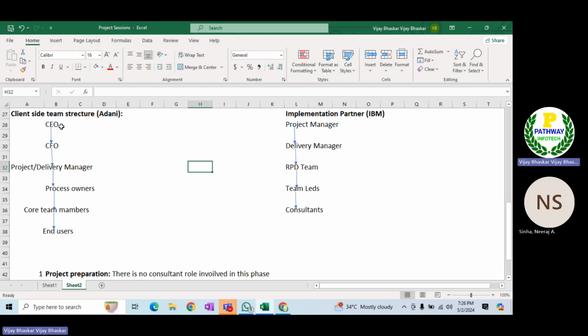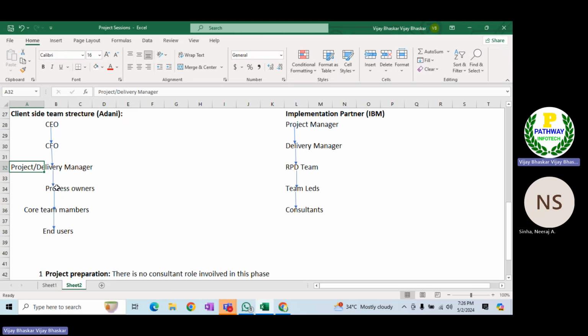CEO, chief executive officer, CFO, chief financial officer here. Then the project or delivery manager. From here, we will be contacting this person more and more in case of any queries. But as a consultant, we will not contact directly; at least team lead level or manager level will contact. Up to the delivery manager and project manager, this is quite common.